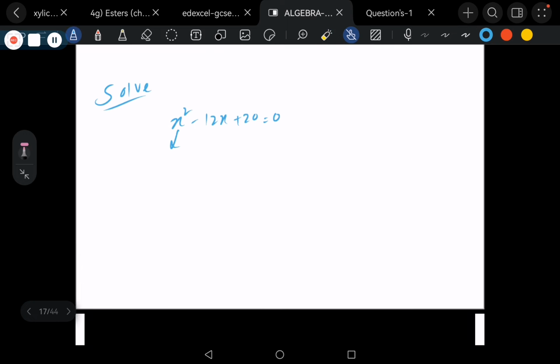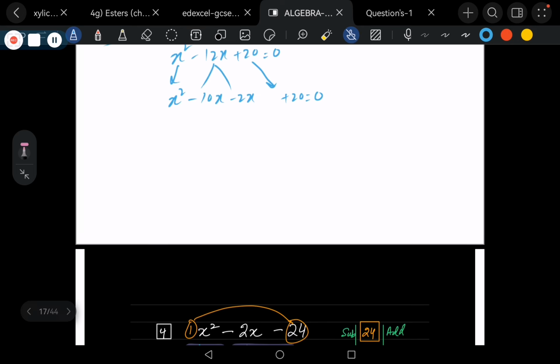The same process you will use that we used in our last lesson. The first number will keep its place, that would be x square. The last number will keep its place, that is plus 20. And the middle number is broken down into pieces, that is negative 10x, negative 2x, and that will be equal to 0. Then we make pairs. From the first pair, x square minus 10x, I took x common, and inside the parentheses I am left with x minus 10. From the second pair, I took negative 2 common and inside the parentheses I am left with x minus 10. And that whole expression equals 0.